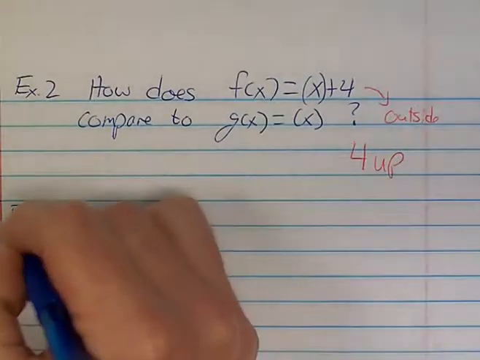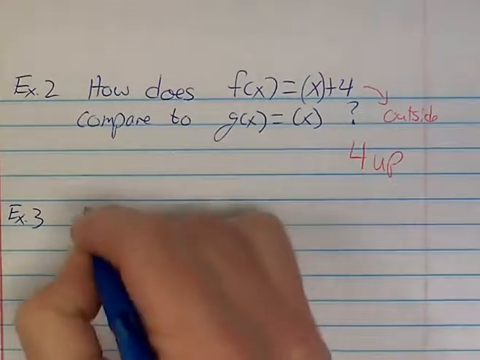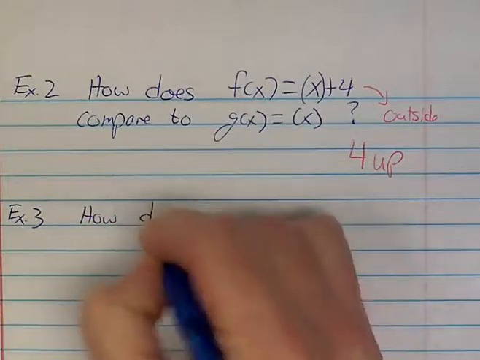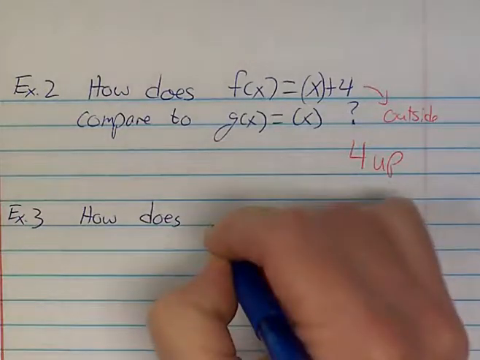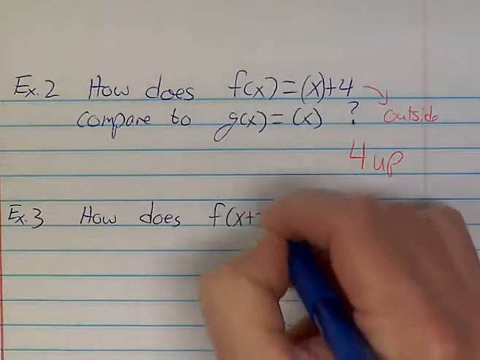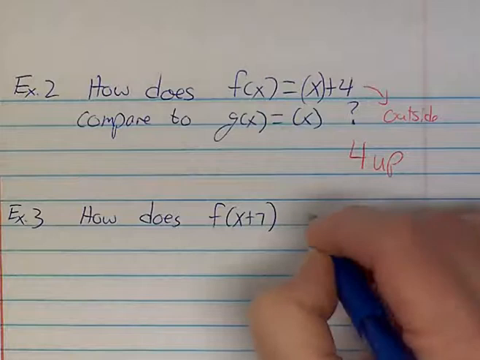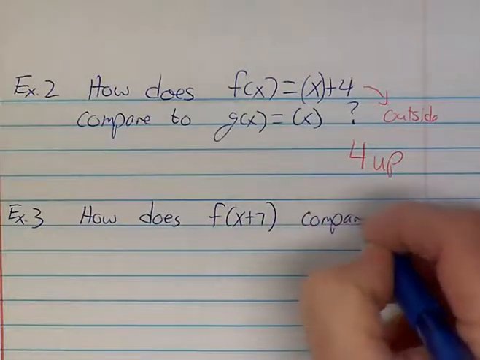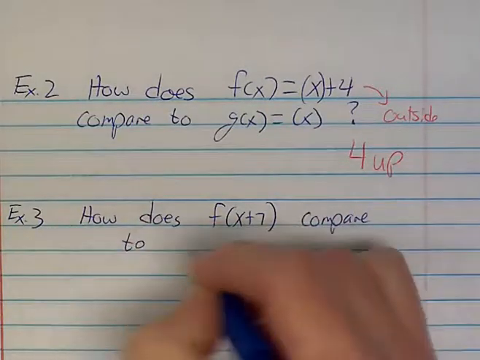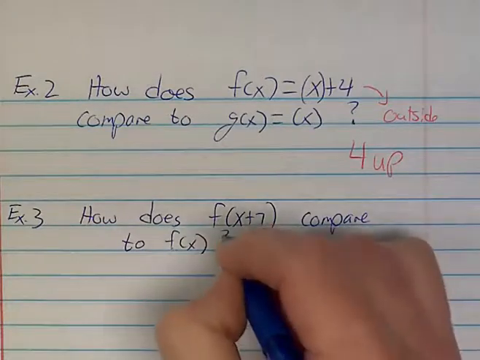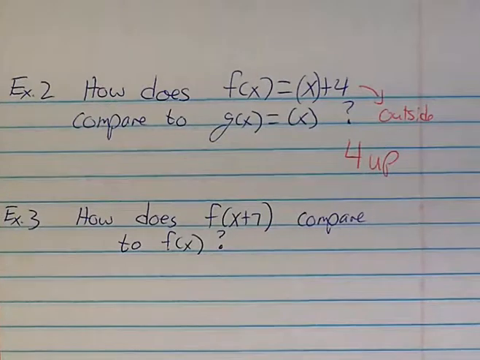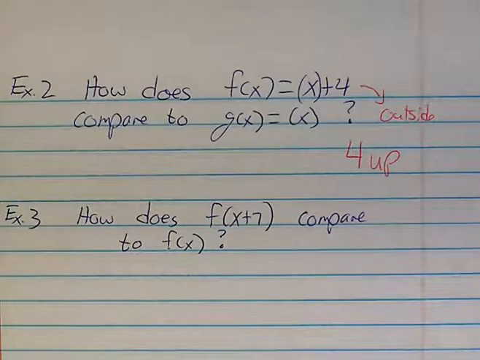Alright, let's give you a couple more of those. Make sure we got it. Now here's one where they'll do the parentheses just a little bit different. Might do something like this. So how does f of x plus 7 compare to f of x?